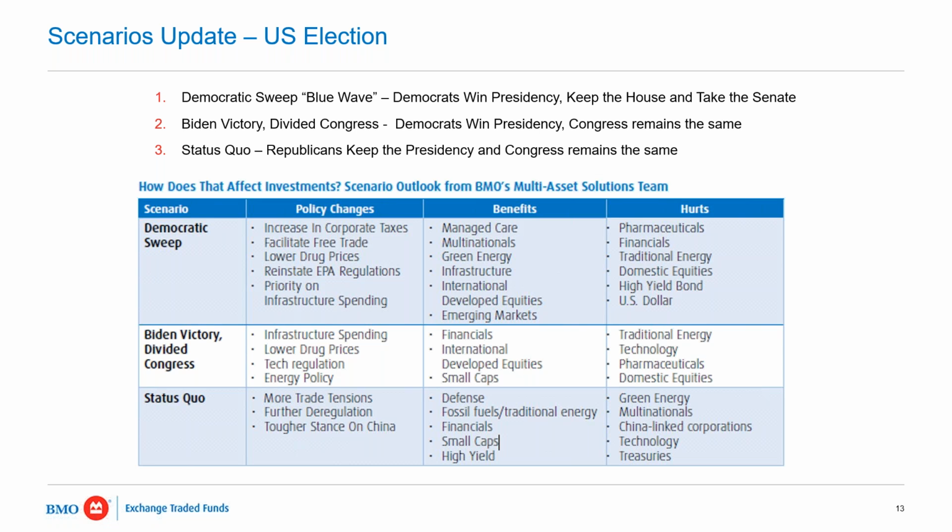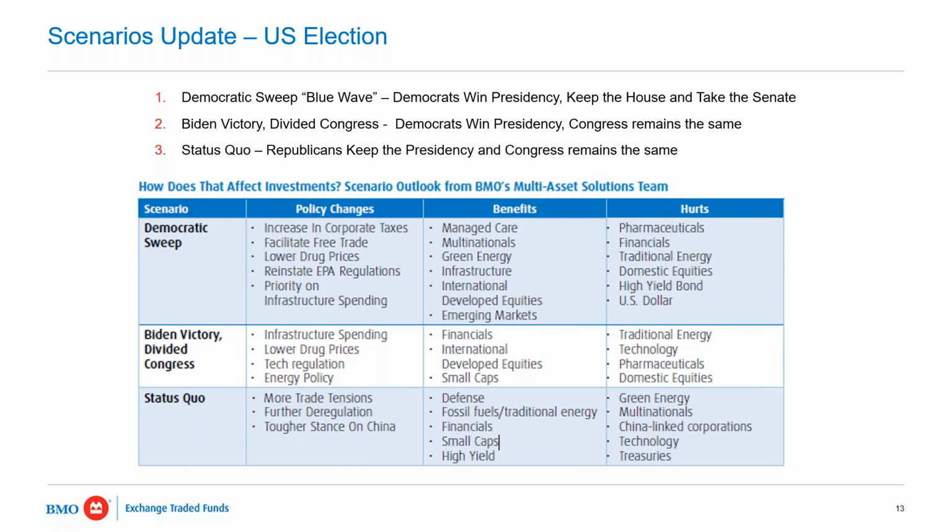Those are still potential outcomes. So the first outcome is the Democratic sweep, the blue wave. That's Biden winning the White House, and then Democrats keeping the House and then taking the Senate as well. So far they've locked up the House. So that is a done deal.